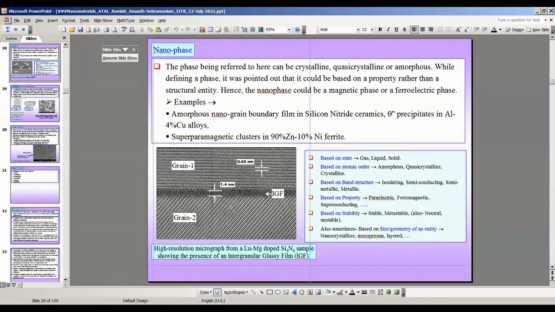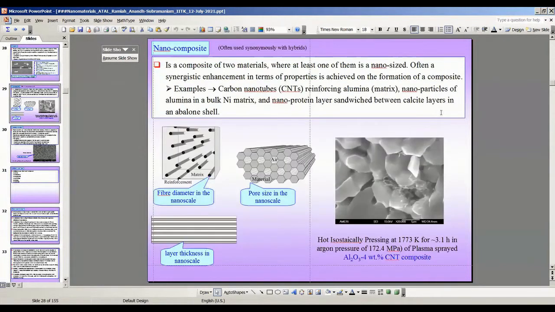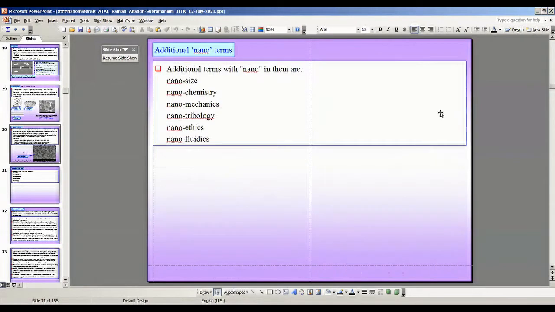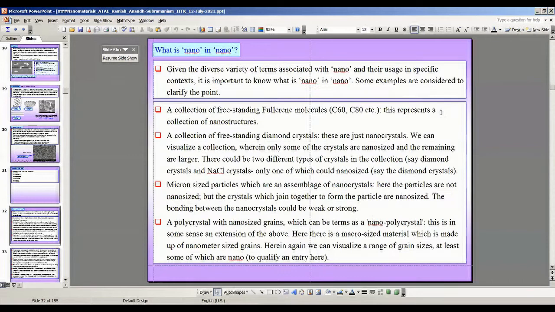Traditionally also, for instance, if you look at precipitates in an aluminum copper alloy, you can form GP zones and theta double prime precipitates, which also could be in the nano phase regime. I already told you what nano composites are, so I don't have to repeat this. Nano porous materials also I have told you already.